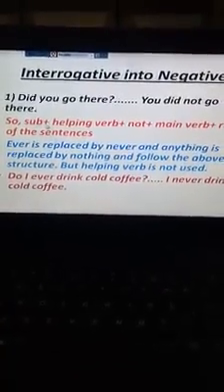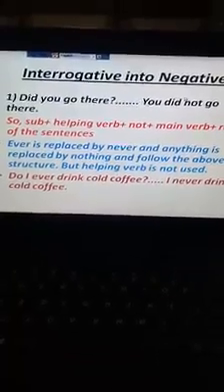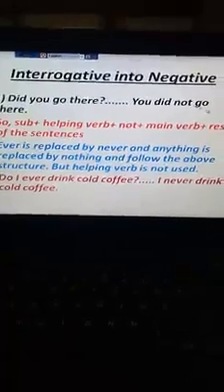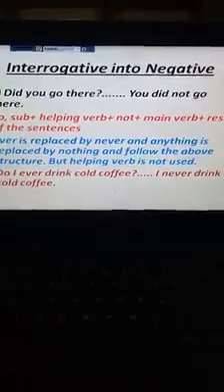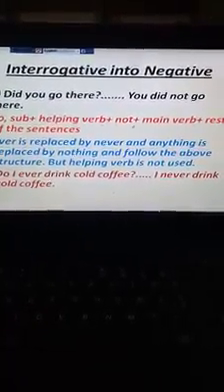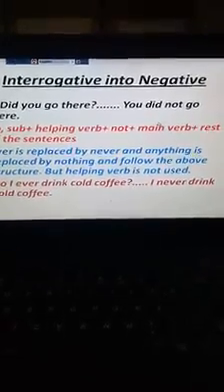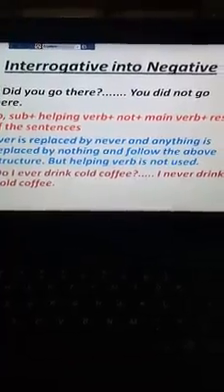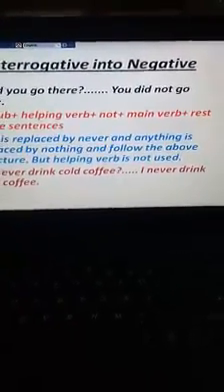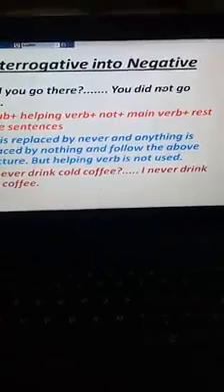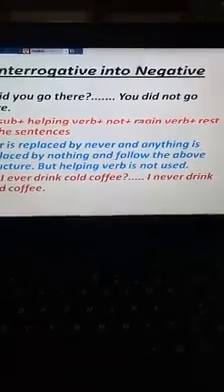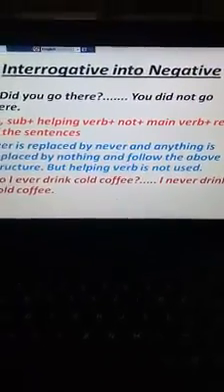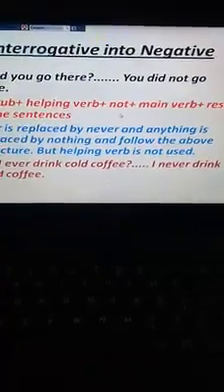So subject, that is you, helping verb did, and I have written not here, and then the main verb of the sentence. So subject, helping verb, not, and after that the main verb is used. And this is very important to notice that in the negative sentence not or negative words are used, but in the affirmative sentence we should remove the negative words. That is why I have written not here in the negative sentence.